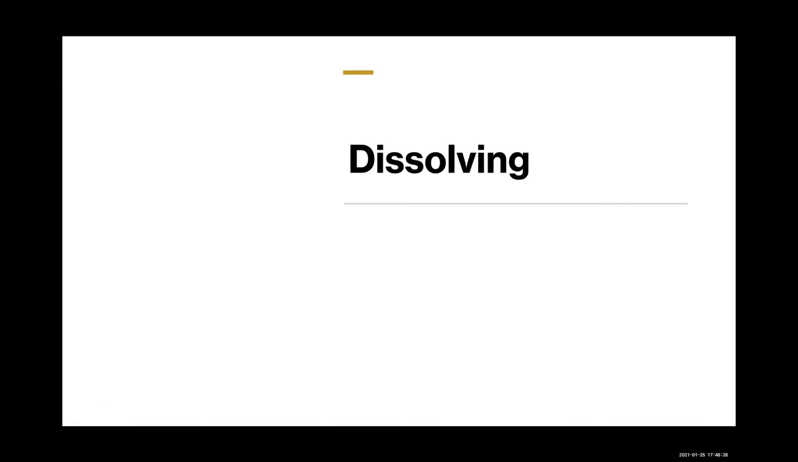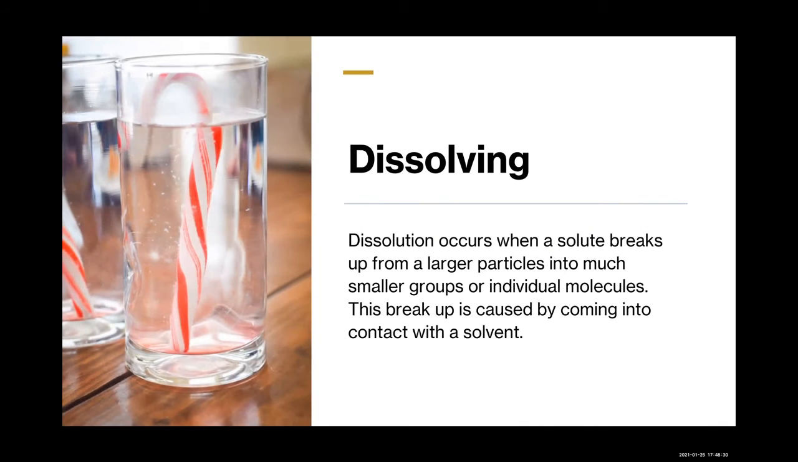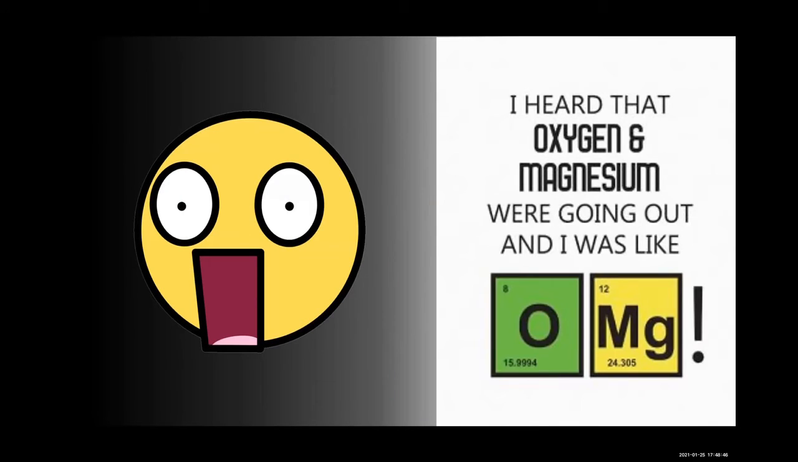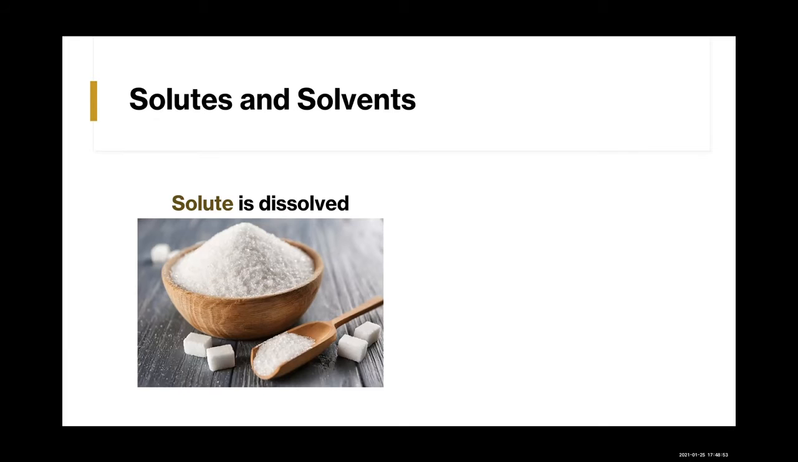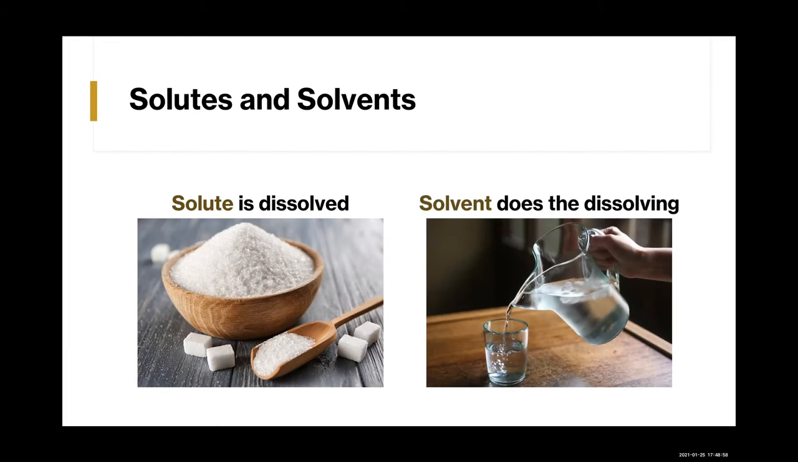So let's talk about dissolving. Dissolution occurs when a solute breaks up from a larger particle into much smaller groups or individual molecules. This breakup is caused by coming into contact with a solvent. So solutes and solvents: a solute is what's dissolved, and a solvent is what does the dissolving.